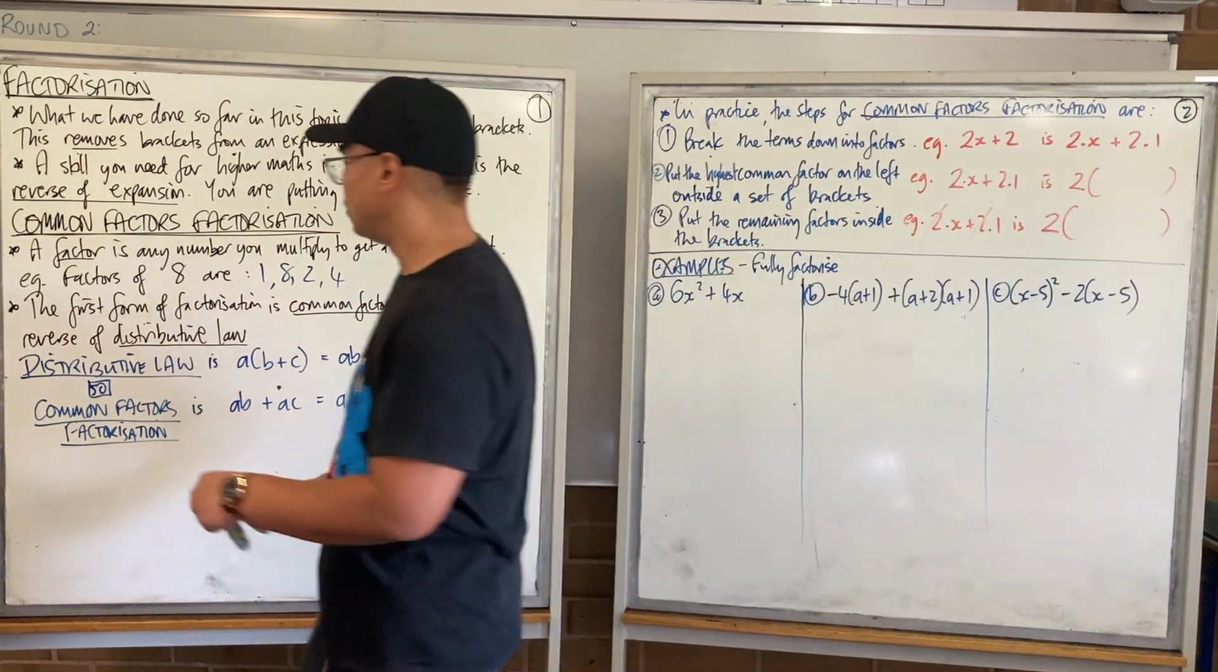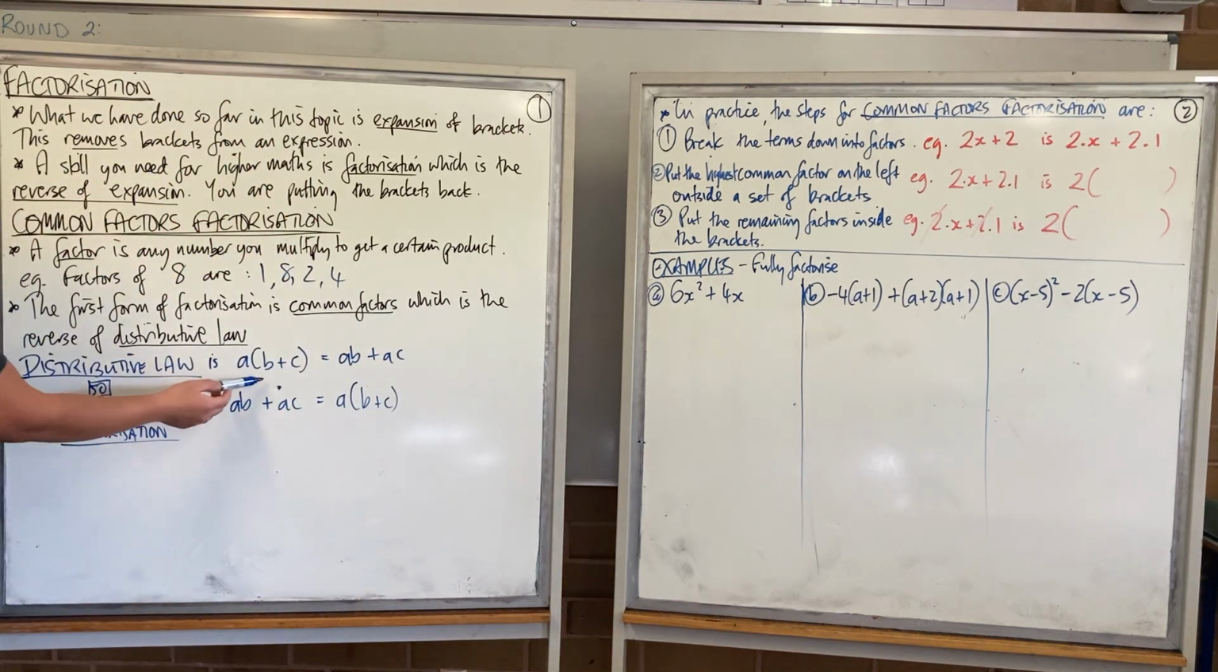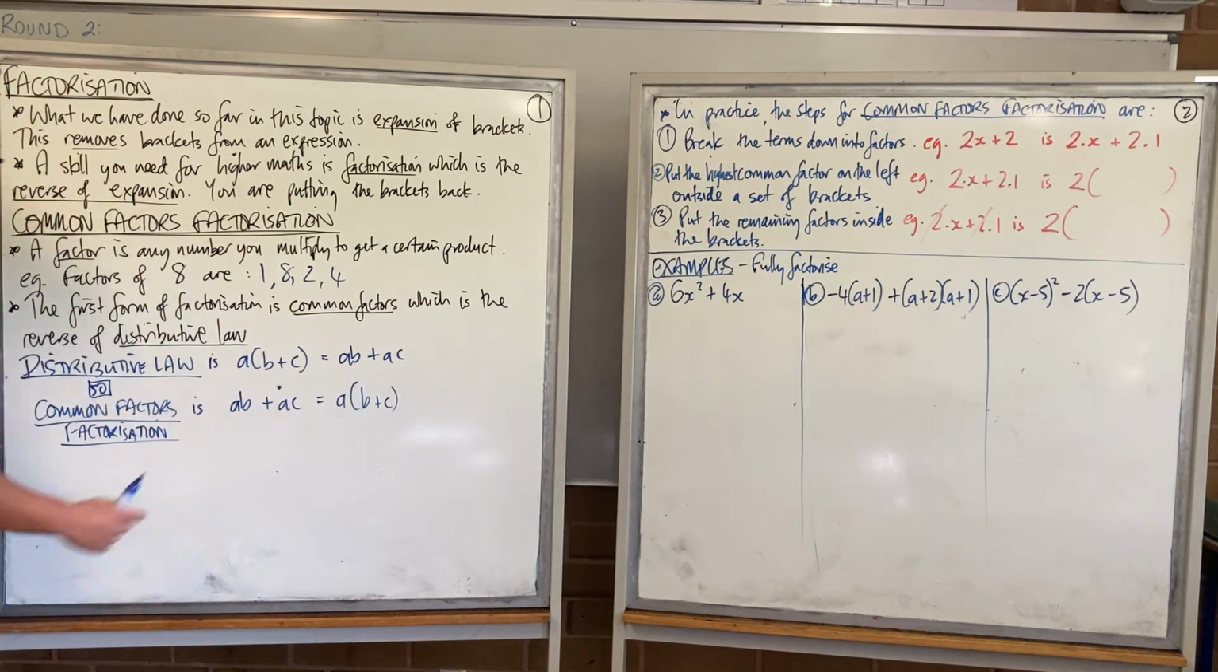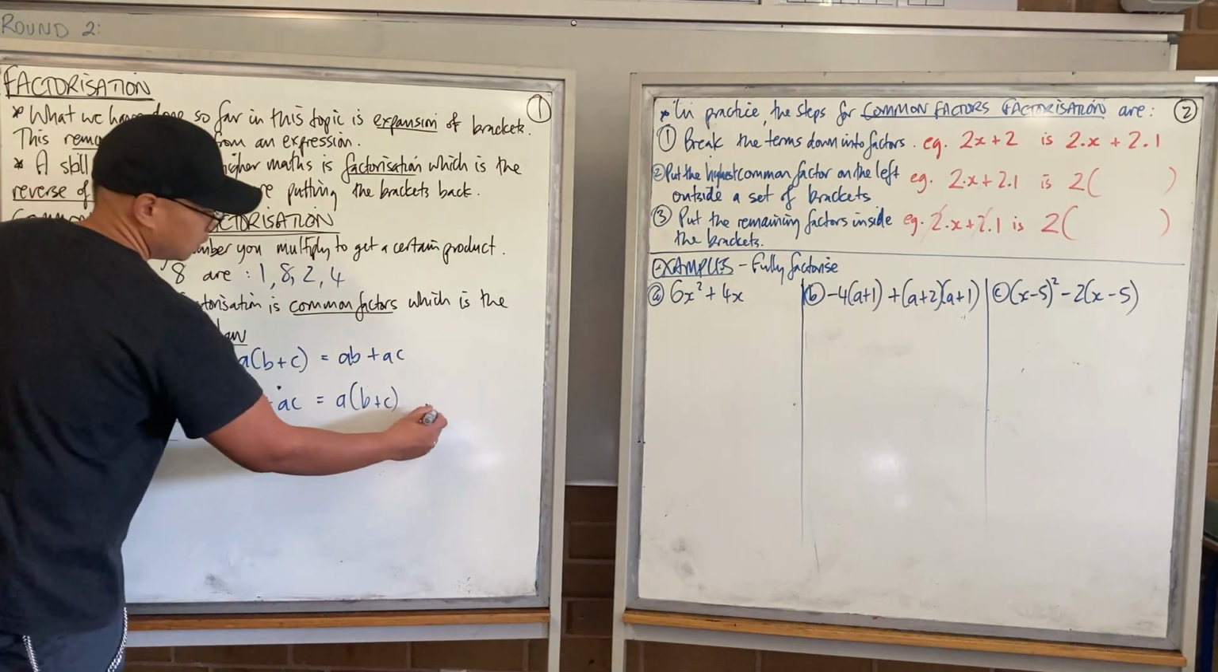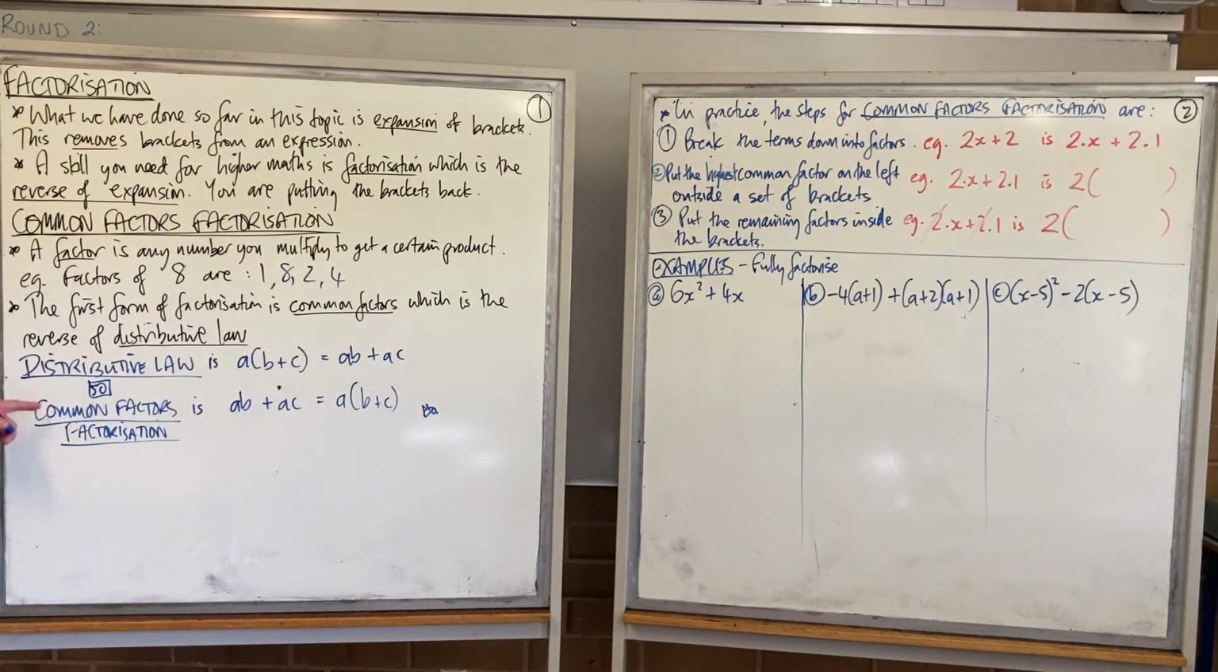So distributive law looked like this. A bracket B plus C is equal to AB plus AC. Common factors is just, I switch them around. If I've got AB plus AC, I can chuck the A in front of the brackets and have B plus C in the brackets. I'll give you some time to just get that info down, this blue stuff, and then I'll do some examples. Then I need to stop the video. I'll do 3 separate videos today.